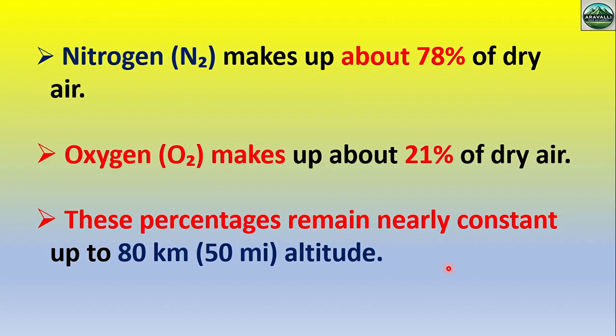If the examiner directly asks which gas is dominant in the stratosphere, your answer will be nitrogen, because this concentration is constant up to 80 kilometers. If the examiner gives you any height or asks which gas is dominant or less dominant, remember this concentration.